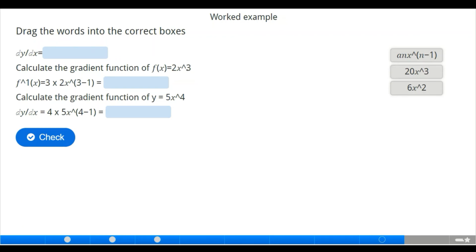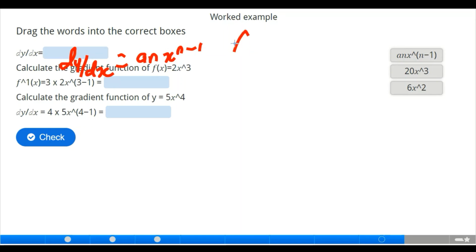The function is 2x raised to power 3. So let's calculate the gradient of that function with that formula, dy dx equals a n x raised to n minus 1, where n is the power, a is the coefficient before x, and we have our power to be minus 1.